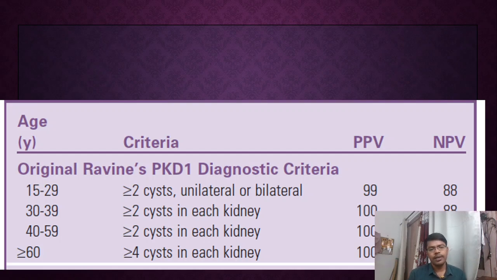In the ultrasound, how many cysts should be there to diagnose as per the age? There is the Ravine's criteria. Below 30 years, more than 2 cysts, either in one kidney or 2 kidneys, will make the patient towards ADPKD, look at the positive predictive value. And up to 60 years, more than 2 cysts in each kidney are required. After 60 years, more than 4 cysts are required. Why? As the age increases, the required number of cysts increases, because in old age simple cysts are common. So that is why the age criteria is changing. You can remember this for MCQ purposes.